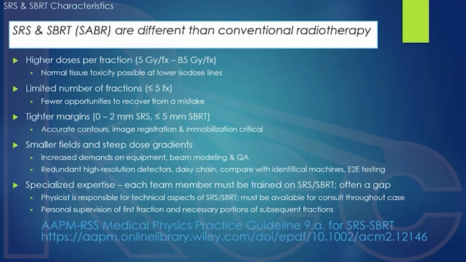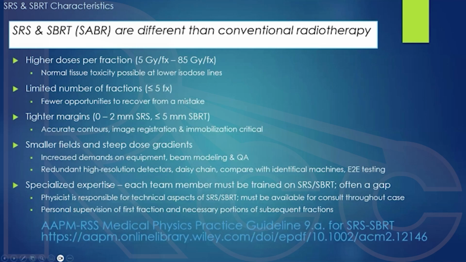And so this places increased demands on the equipment, the beam modeling, and the quality assurance procedures to ensure that we don't miss. There needs to be some redundancy in the high resolution detectors for the beam modeling and the QA, daisy chain approaches across multiple detectors, comparisons with identical machines, and end-to-end testing before engaging in patient treatments for SRS and SBRT.